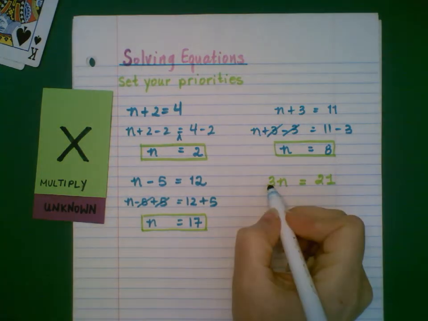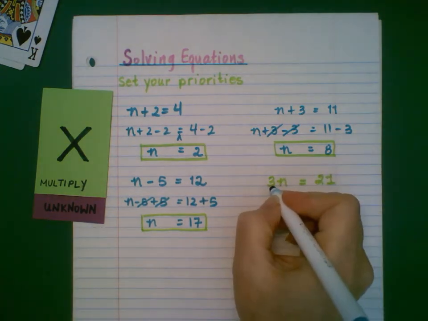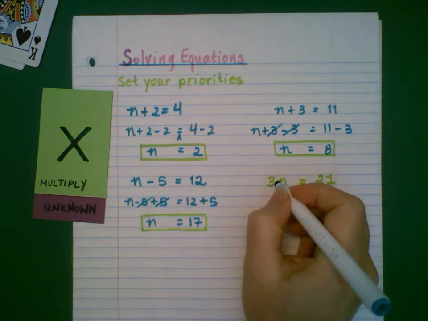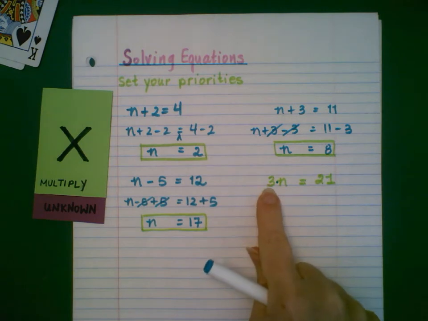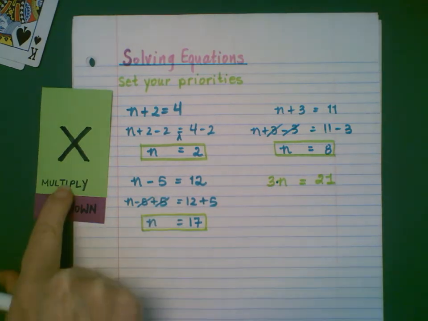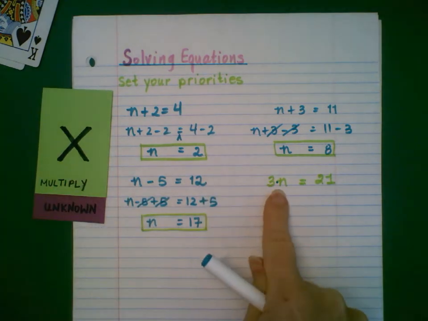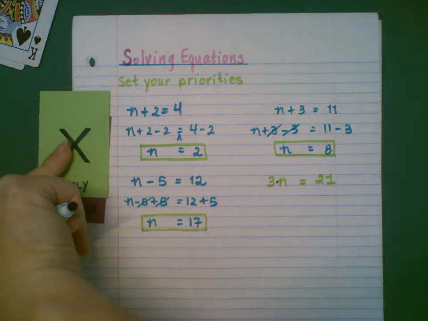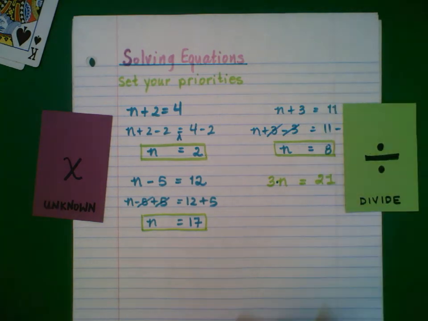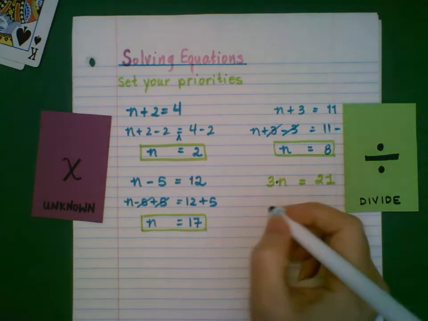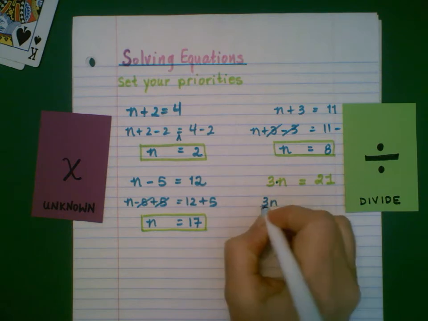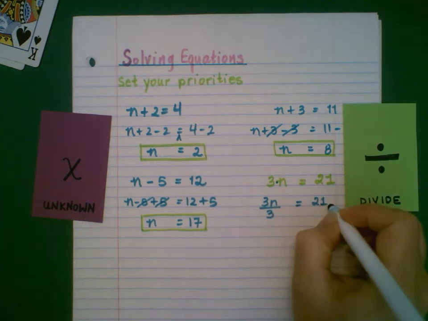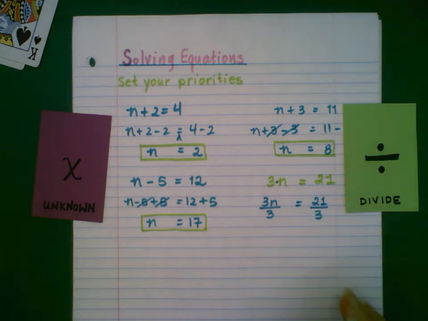So just a reminder, in between the 3 and the n, this 3 is a coefficient, and right in between here is a multiplication. So because my variable has been multiplied by 3, in order to solve for that n, in order to isolate it, I'm going to need to divide by that 3 on both sides. And I'm going to represent that with a fraction bar. Like that.